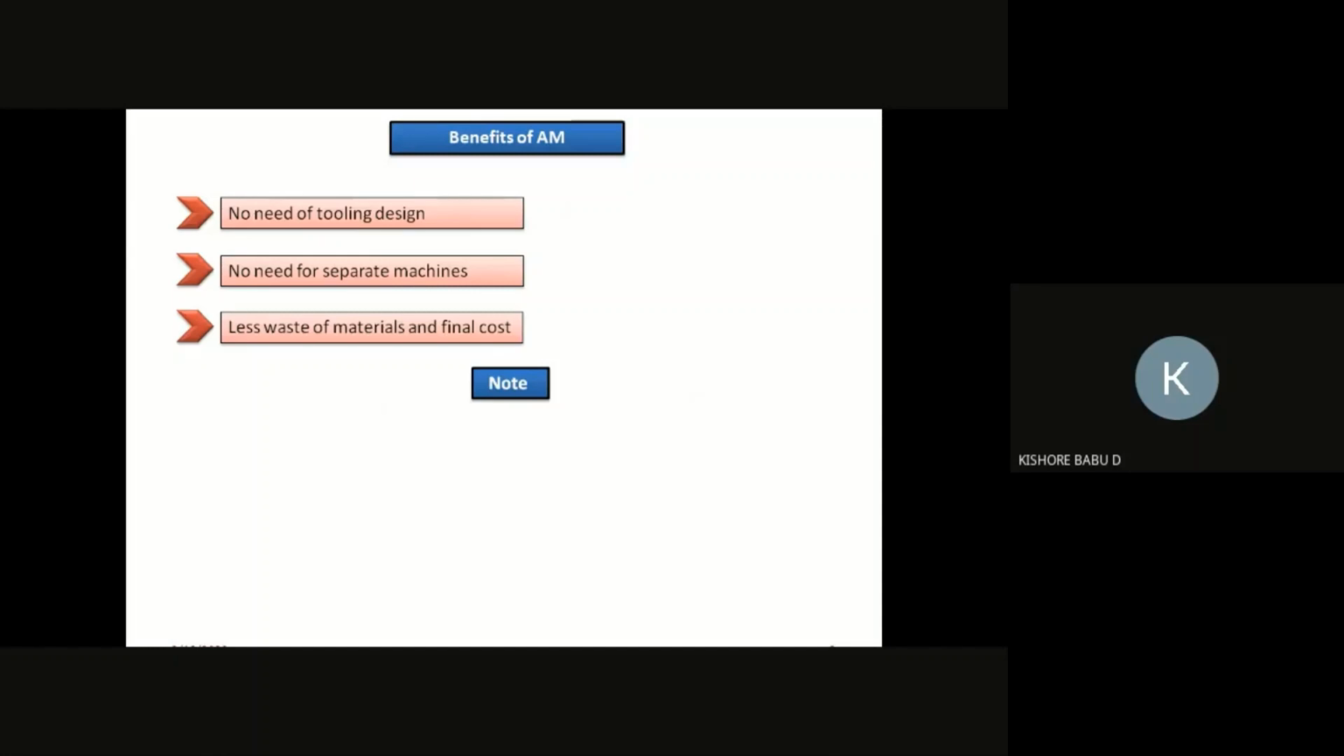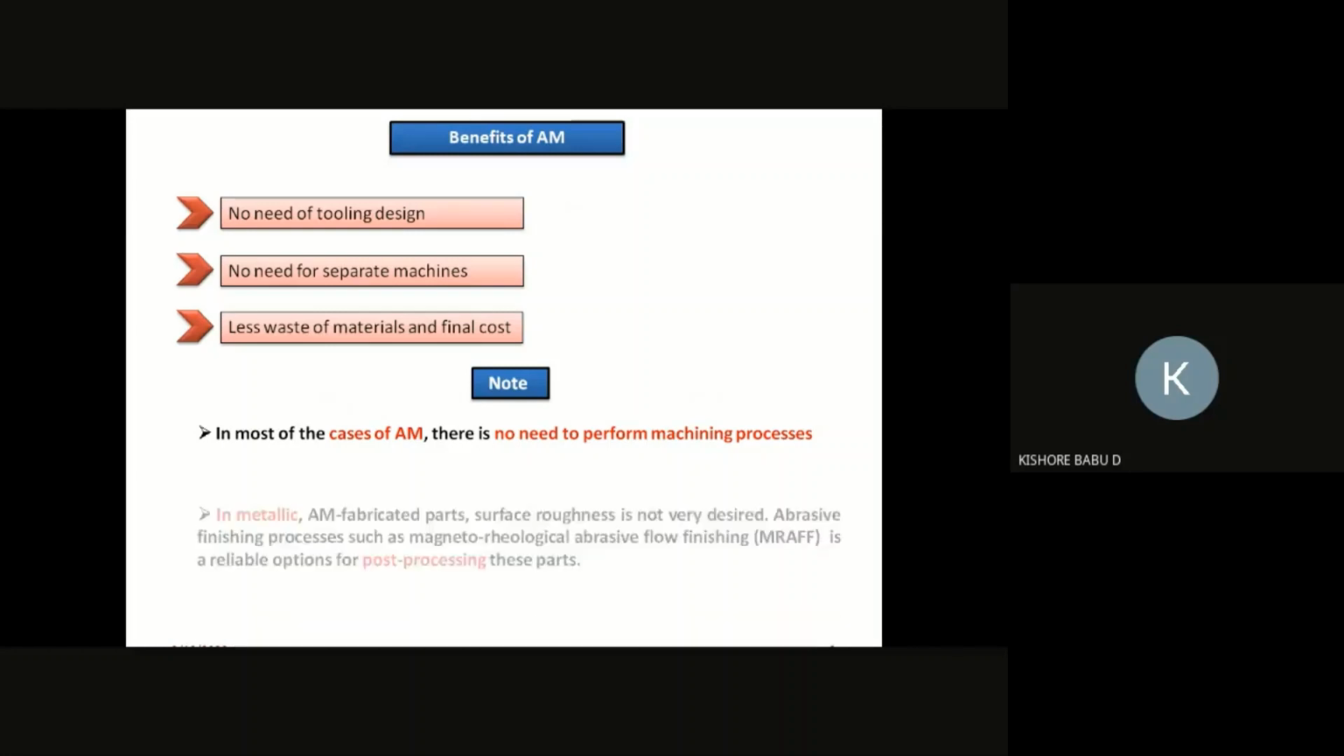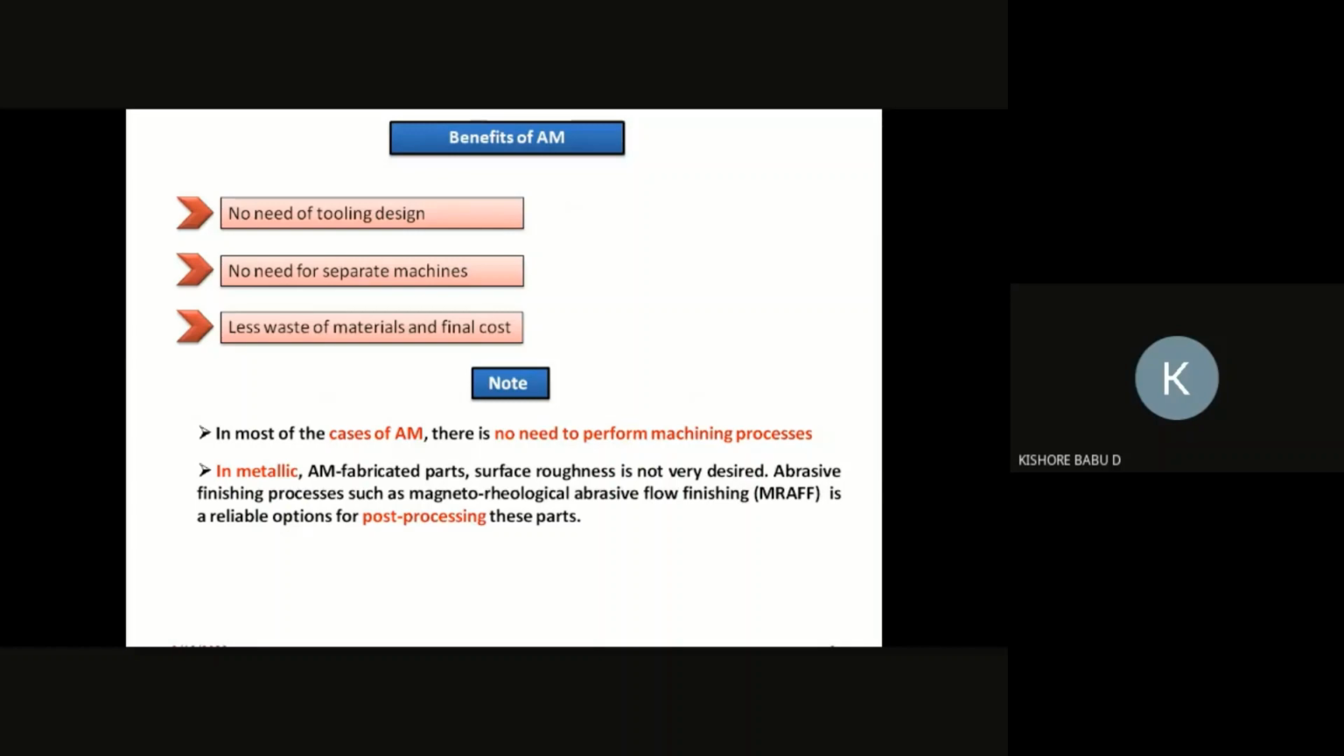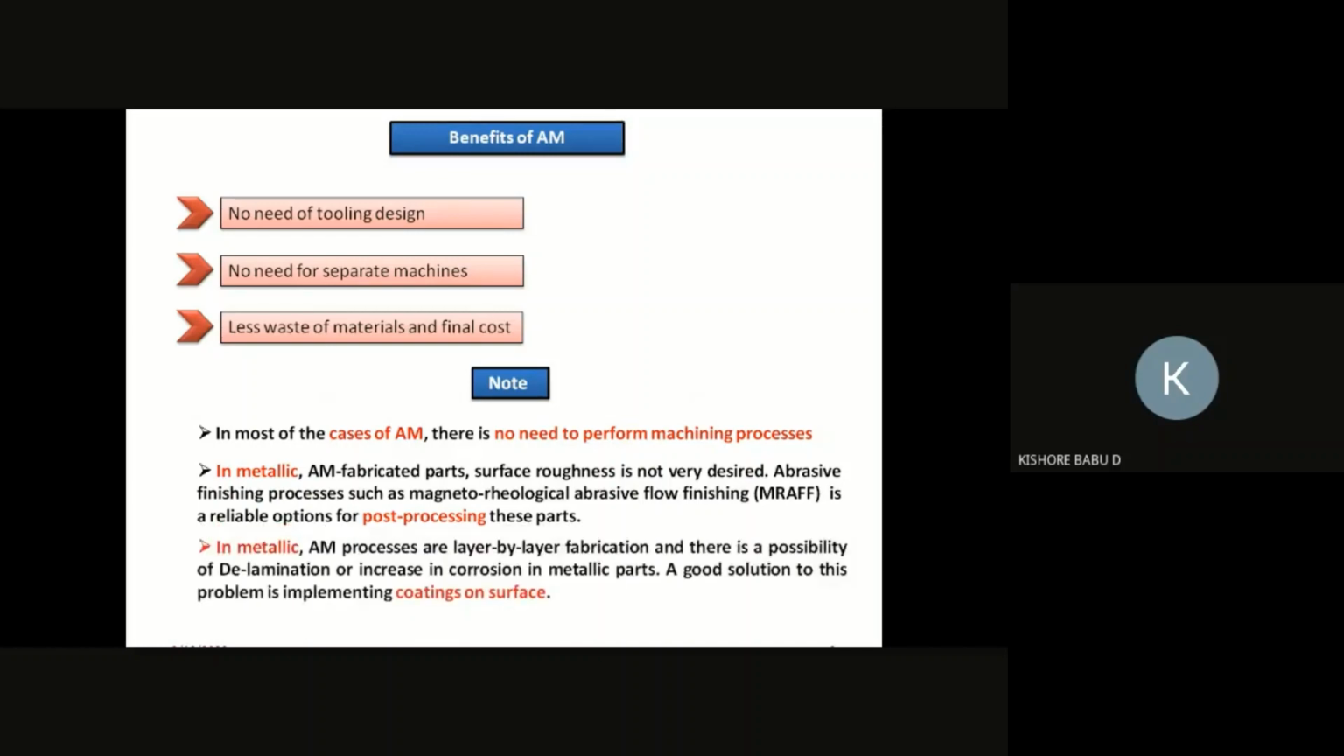Students, here you have to remember a few points about the additive manufacturing technology process. The first point is, in most cases of additive manufacturing, there is no need to perform a machining process. In the case of metallic fabricated parts, the surface roughness is not very desirable. For that, you use an abrasive finishing process to get a good quality surface finish.